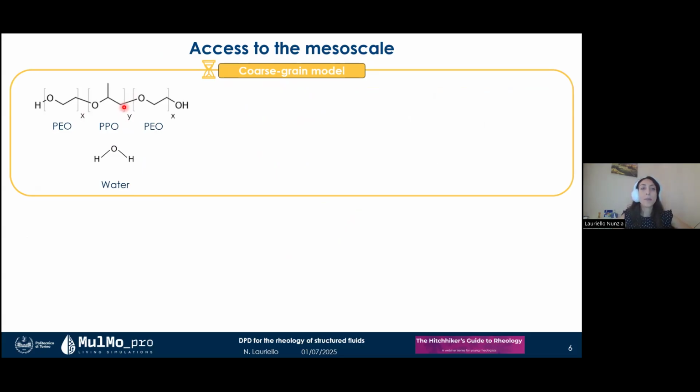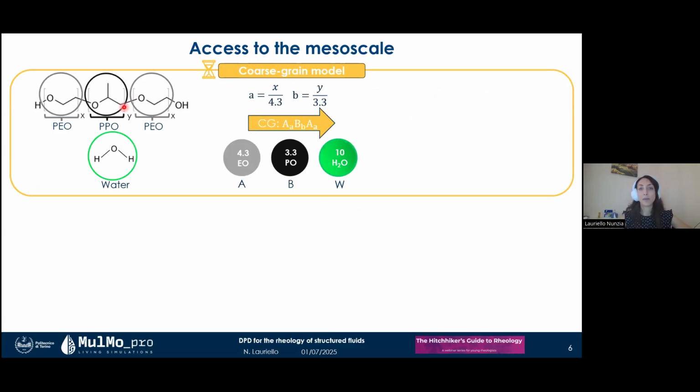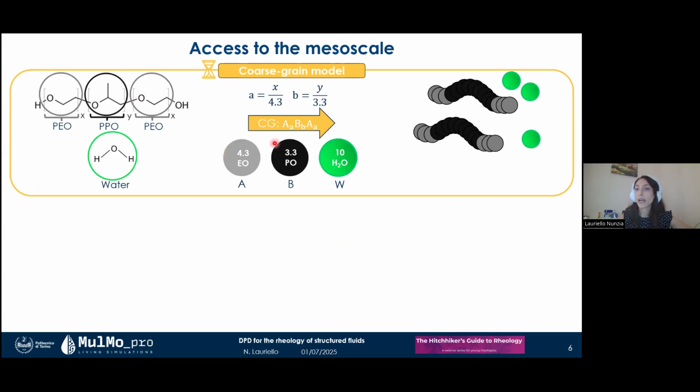simulation. Through the mapping and coarse-graining procedure, pluronic macromolecules become a shorter chain of beads, where the gray one represents 4.3 repetitive units of ethylene oxide, the black one 3.3 repetitive units of propylene oxide, and the green one, water molecules. In DPD, beads interact through conservative, dissipative, and random forces.